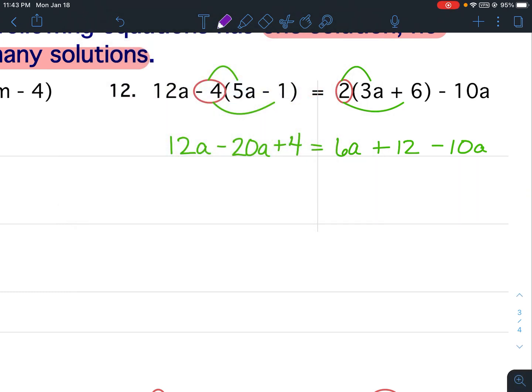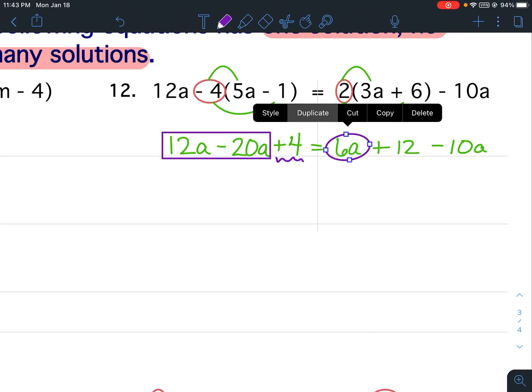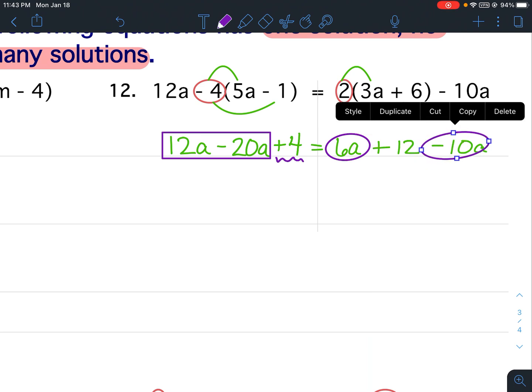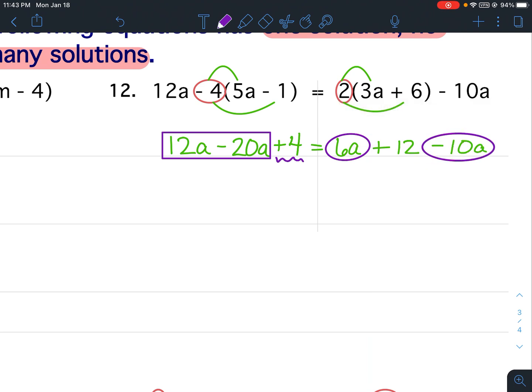After the distributive property, we combine like terms. So I'm going to combine 12a and -20a on the left side. On the right side, I'm going to combine 6a and -10a. So the constant terms on both sides do not have anything to combine with them.